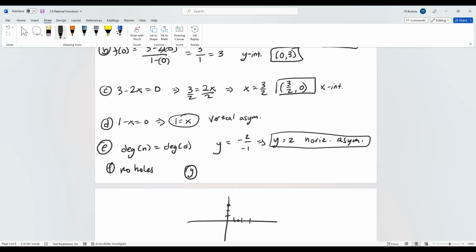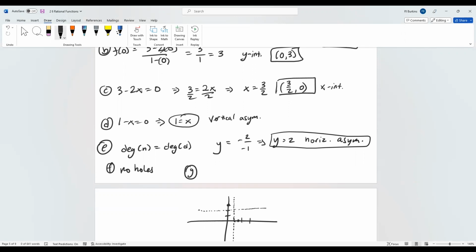Then I have a vertical asymptote at x equals 1. So that's here. Then I have a horizontal asymptote at y equals 2. So that's here. Okay. Now we can see why we don't have symmetry. Then there are no holes, and we just need to plot a few more points.